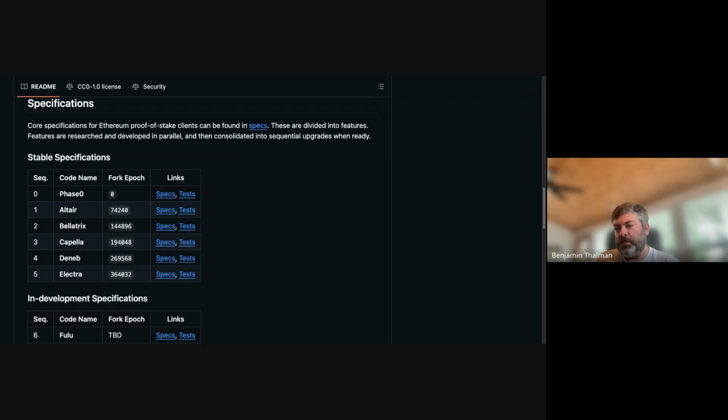The other thing, the fourth thing that happens 18 days after your slashable offense, in other words, halfway into that 36-day window, there's something called the proportional slashing multiplier. The idea of the proportional slashing multiplier is to prevent attacks on Ethereum. And so the greater the proportion of validators committing a slashable offense, the higher the penalty.